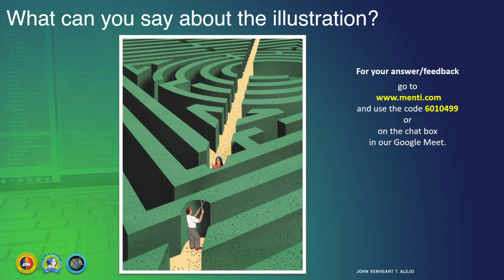Okay. So for the first activity, before we start, can you see the illustration on the screen? May I ask what you can say about the illustration? Supposedly you are going to answer it using menti.com. If you are willing, go to www.menti.com, type that in your browser and use the code 6010499. You can answer with your idea, or let's call it your perspective on the picture on the screen. But you can also just chat on the Google Meet chat box, or if you are okay to share it, just unmute your mic and share it with us. What can you say about the illustration?